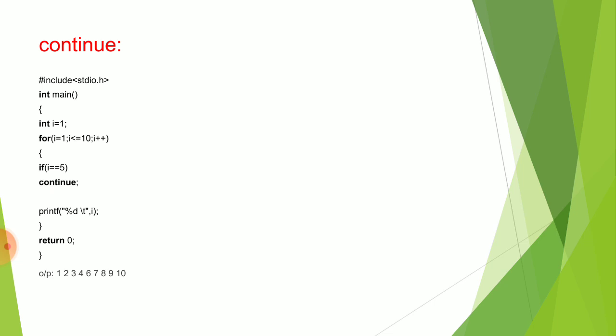In this program, first i equals 0, i is initialized. When i reaches 5, it continues to the next iteration of i value. So this program output is 1, 2, 3, 4. 5 is not printed here because continue is there. So the next iterations 6, 7, 8, 9, 10 are printed in this program.